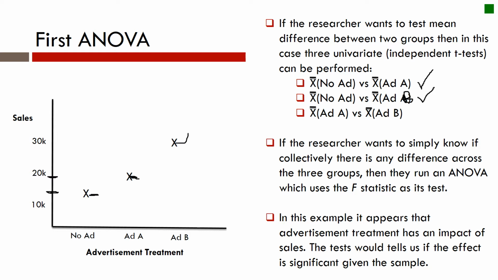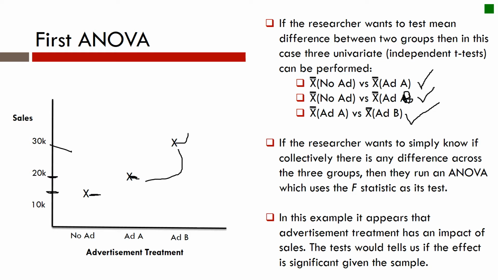In this case, ad B looks like it's closer to 30,000 in terms of the number of sales for the group that saw that ad. We'd be comparing this 30,000 to the 10,000-ish or 15,000-ish for the no ad group, and we do a t-test and compare those two means. Finally, we do a third test, comparing A and B, and we would look at the difference between those.